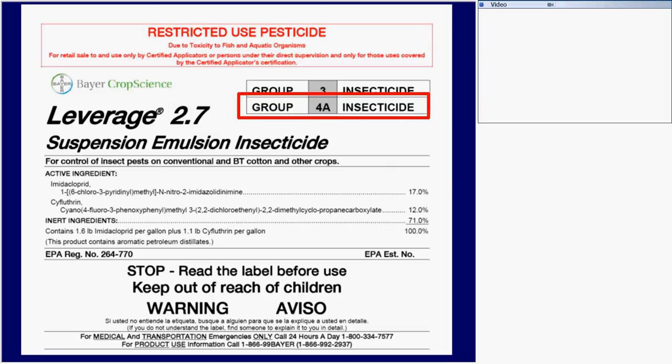As an example of a mix, Leverage, a mixture of the same imidacloprid, which is a group 4A insecticide, and cyfluthrin, which is a group 3 insecticide, the pyrethroid. So, since group 4A is here, this would also not be included into the rotation sequence or a mix. Despite group 3 being present, the group 4A is there, so it should not be followed by Leverage.